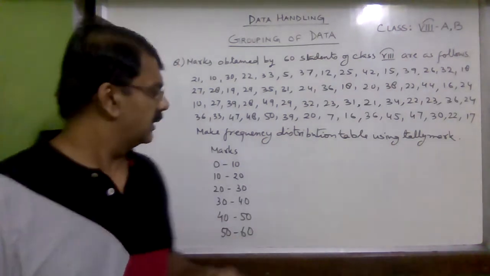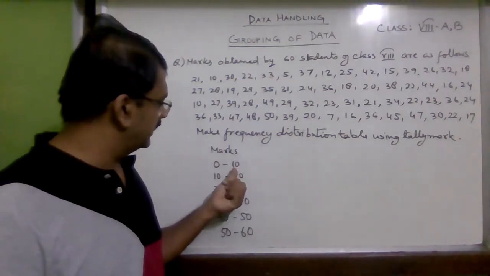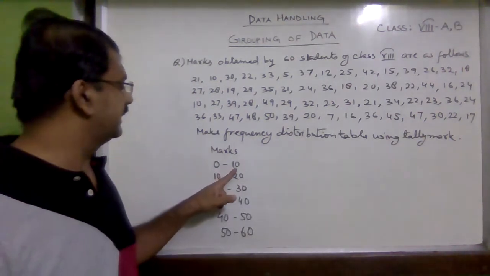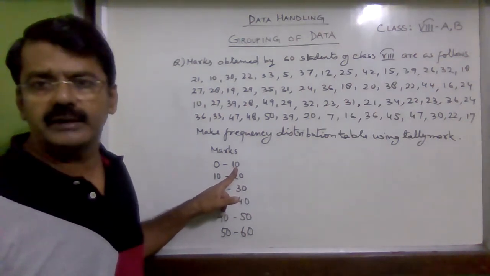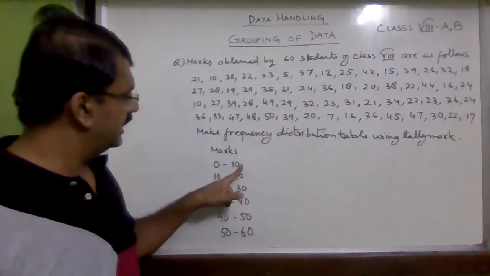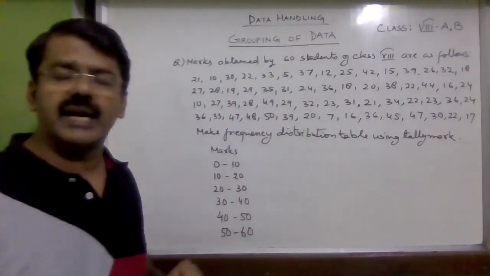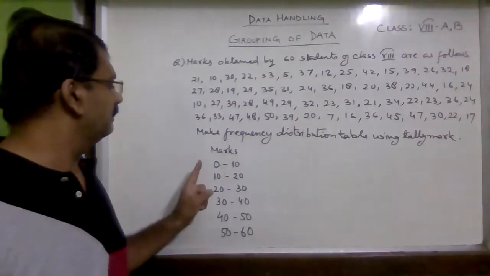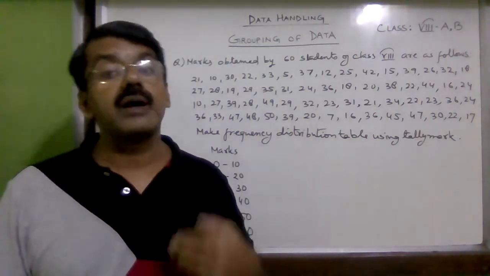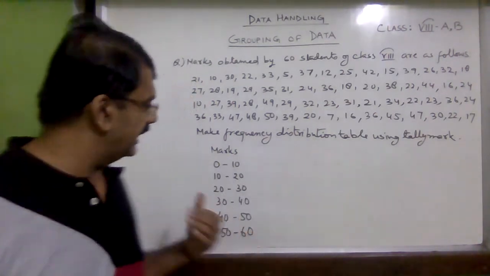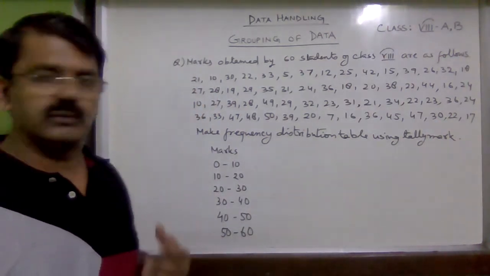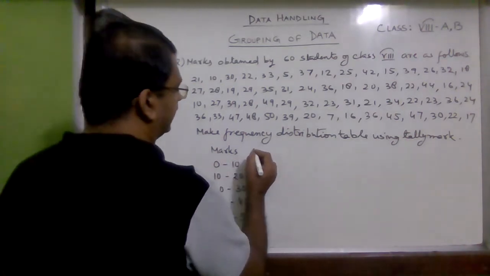Why exclusive? Because as a convention you have to exclude the upper limit, means 10 will not be counted in 0 to 10, but it will be counted in 10 to 20. Clear? Although 10 is there in the first class as well as the second class, but it will be counted in the second one. In every class we will exclude the upper limit. I repeat, in every class we will exclude the upper limit, and that is why it is called exclusive. Clear? And now we'll make the tally marks.